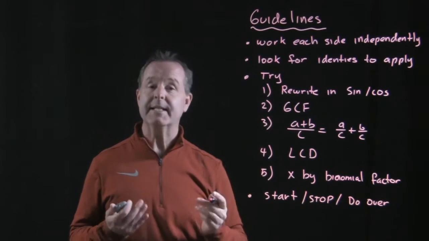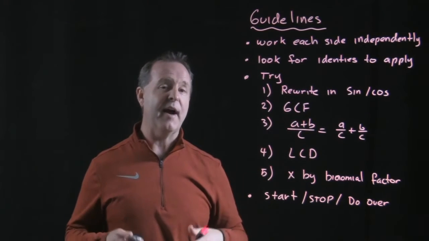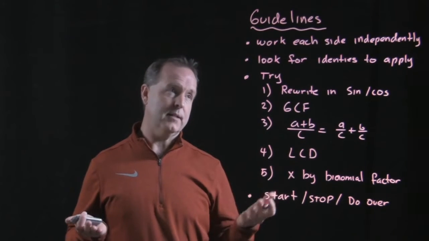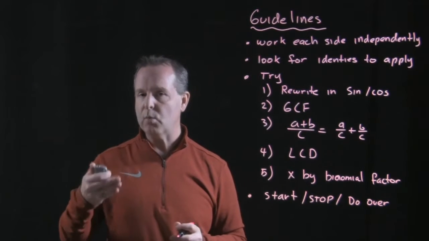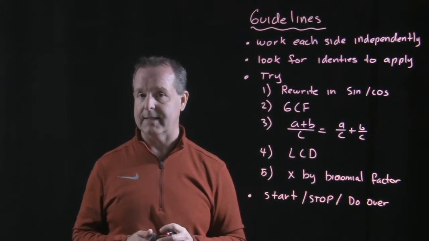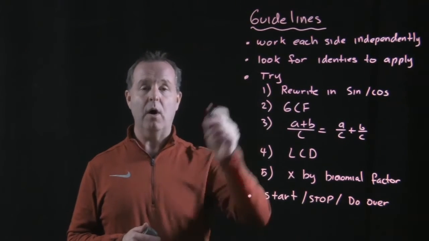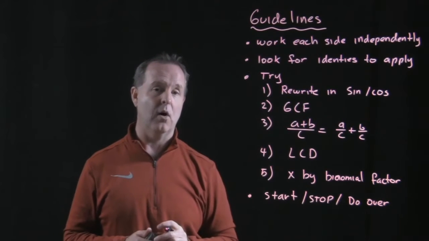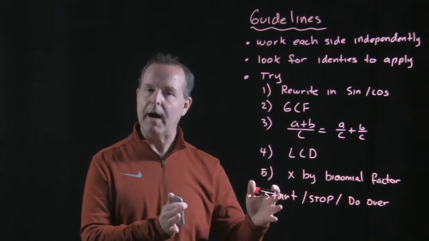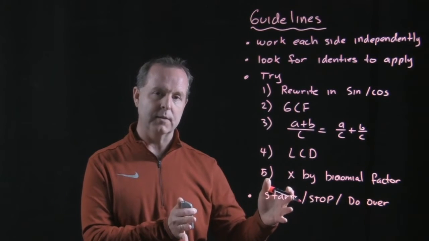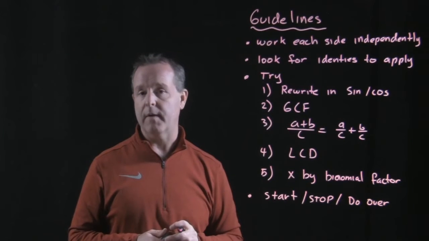Basically, you want to work each side independently. Remember, we're not solving an equation here, we're verifying an identity. So one suggestion is to work each side independently, and usually begin with the harder, more complicated side, and maybe that will help jar it loose. As you go, always look for identities to apply along the way. So be comfortable with your identities. Have those nearby. Always look back and refer to those, and with practice, you'll start to see some that may help more than others.